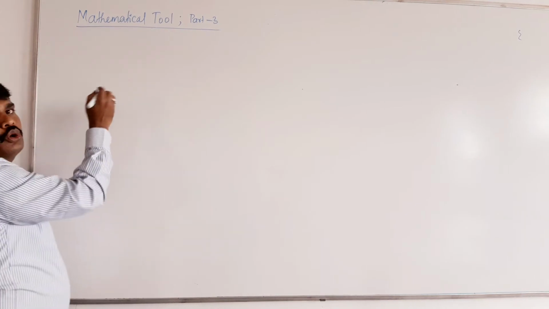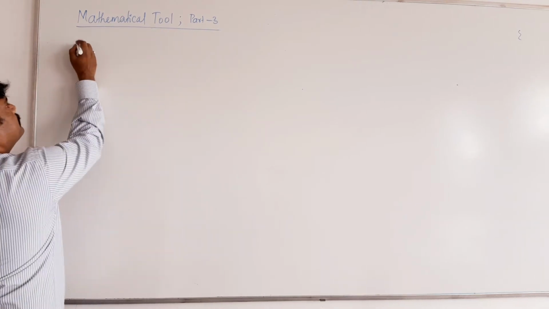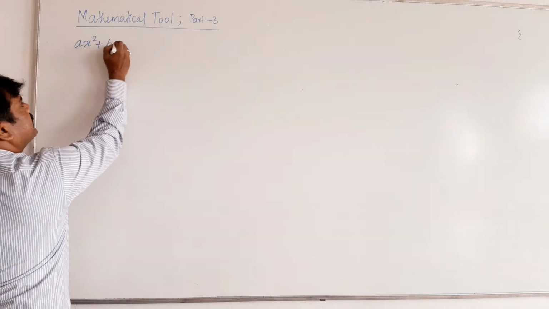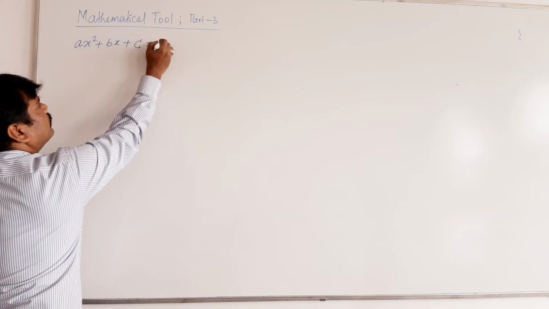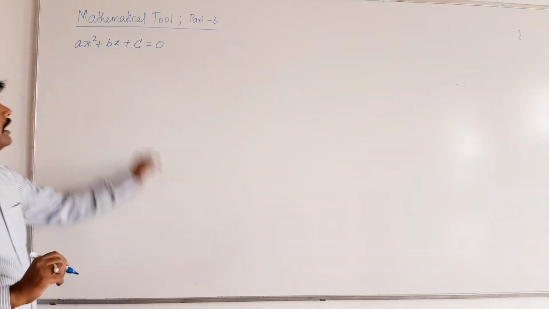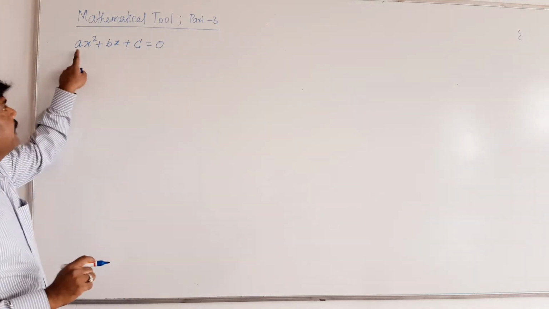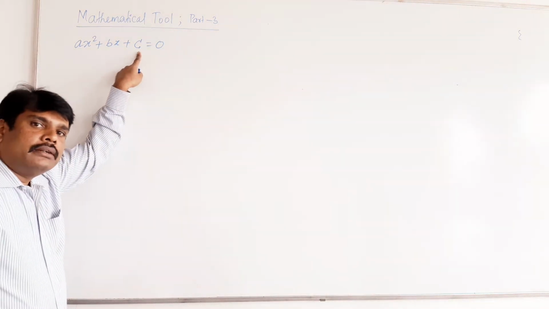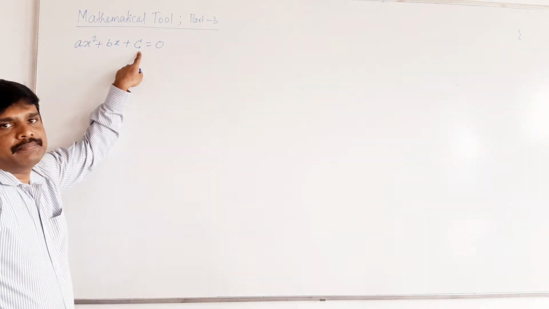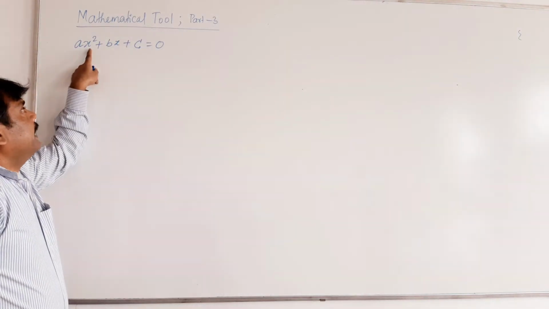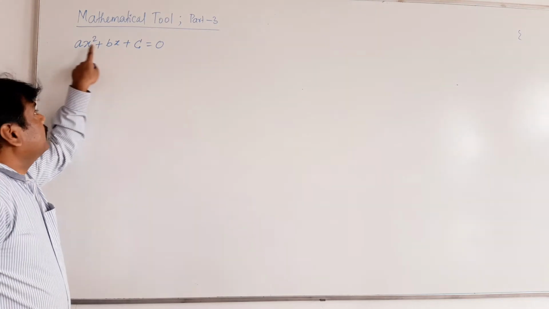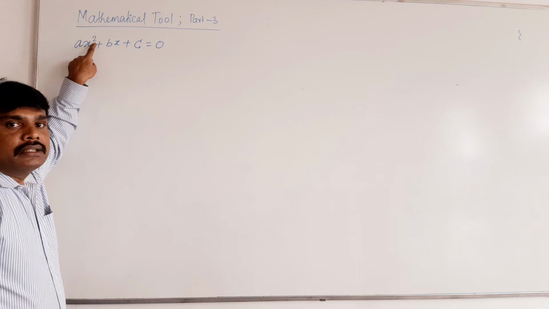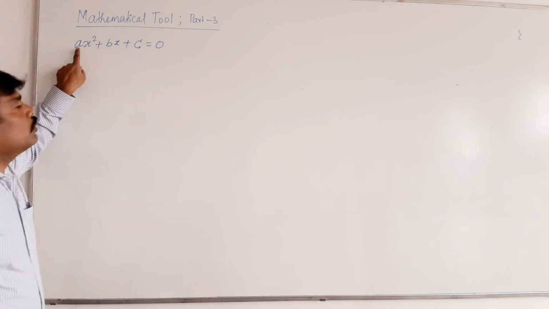In quadratic equation, you know what is quadratic equation? Here the general formula for quadratic equation is ax square plus bx plus c is equal to constant. In this equation a, b, c are real numbers, but x is a variable. Here the power of x is 2, which means this value should not be equal to 0.